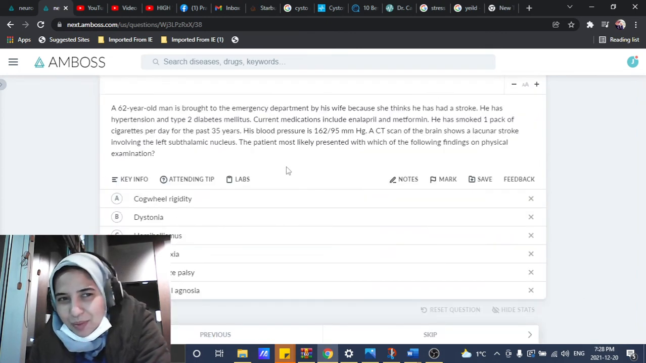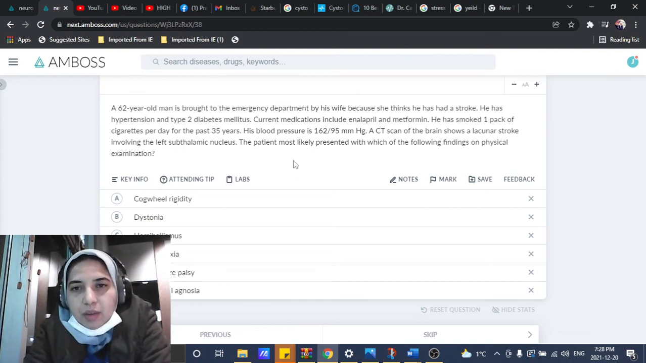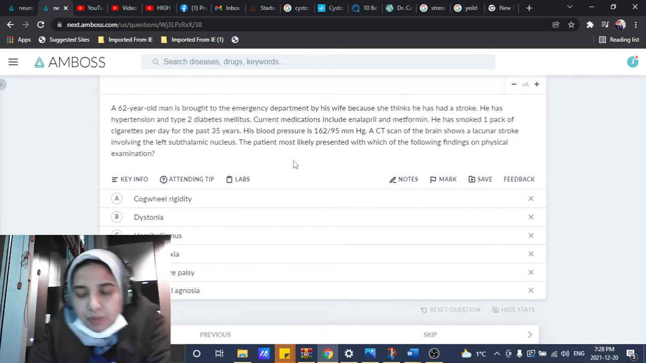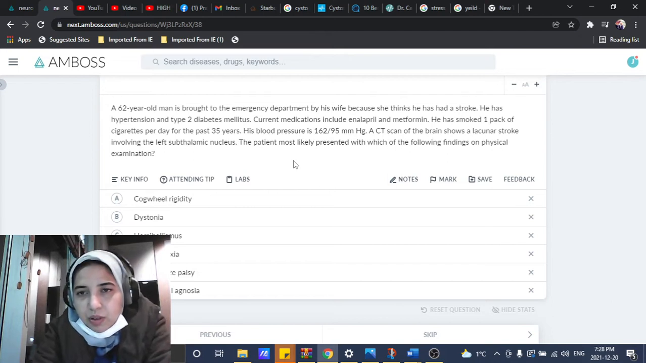So let's skip. A 62-year-old man is brought to the emergency department by his wife because she thinks he's having a stroke. He has hypertension and type 2 diabetes. He takes enalapril and metformin. He has smoked one pack of cigarettes per day for the past 35 years. His blood pressure is 162. CT brain shows lacunar stroke. So, lacunar stroke, his blood pressure is very high. The patient most likely presented with the following findings on physical exam.